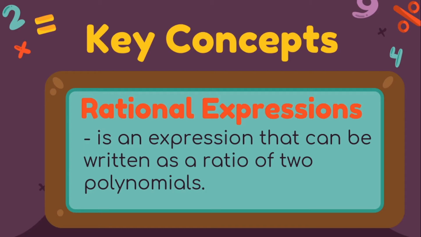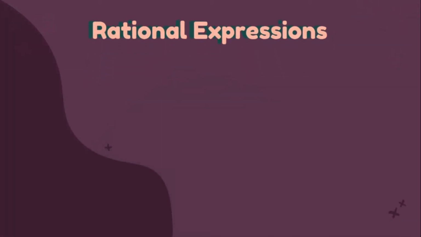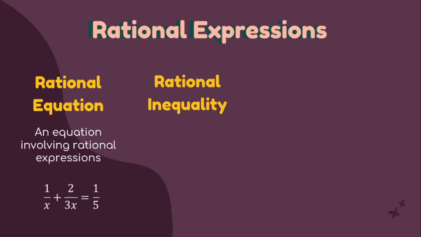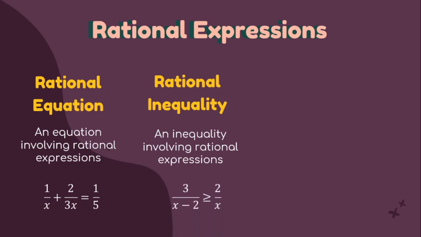A rational expression is an expression that can be written as a ratio of two polynomials. A rational equation is an equation involving rational expression. Look at the example. 1 over x plus 2 over 3x equals 1 over 5. A rational inequality is an inequality involving rational expressions. Look at the example. Pansinin ninyo na nagkaroon na ng inequality sign.